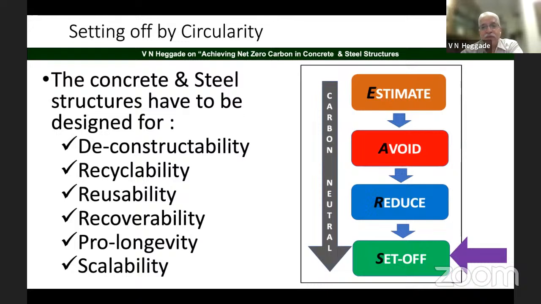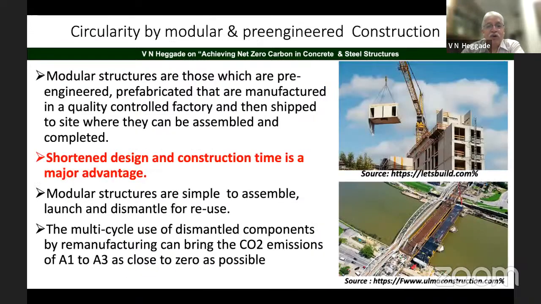Say, for example, if the building is to increase in capacity, you may have to give provisions for a multi-story, so some more height can be added later. That sort of scalability has to be built in. So design for circularity is very, very important. The modular construction is as per pre-engineered construction.